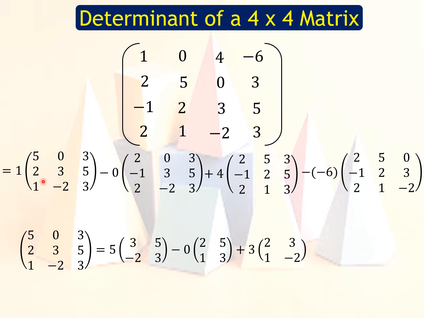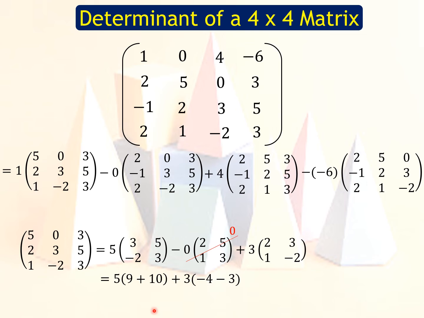So the first thing we need to do here is to have this matrix. So we have 5, eliminate the first row and then the first column, the procedure that we have. So we have 5 times 3, 5, negative 2, 3. And then for the 0, it is eliminate the first row and then the second column. So we have minus 0 times 2, 5, 1, 3. And for the last one, for 3, eliminate this one and that one. So we have 3 times 2, 3, 1, negative 2. Simplifying further, we can eliminate this one because it is equal to 0.